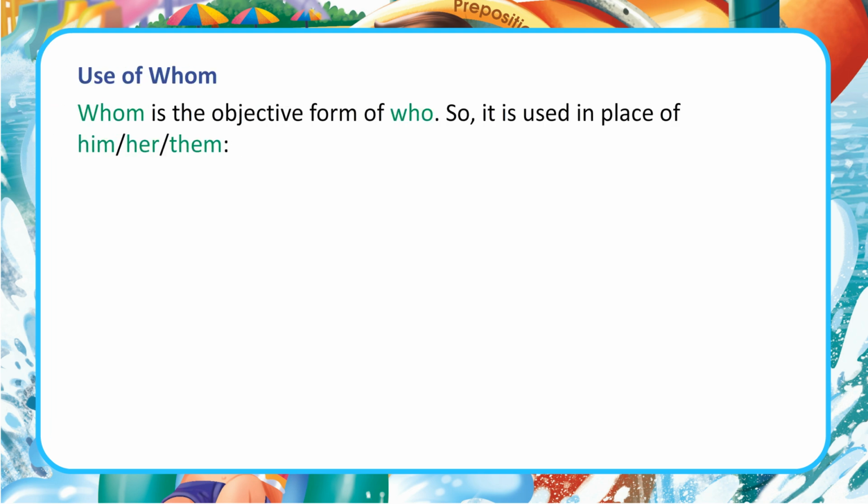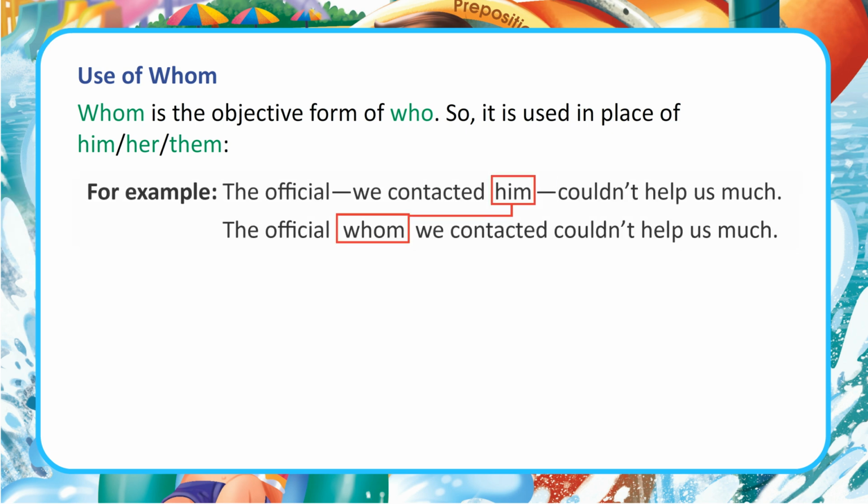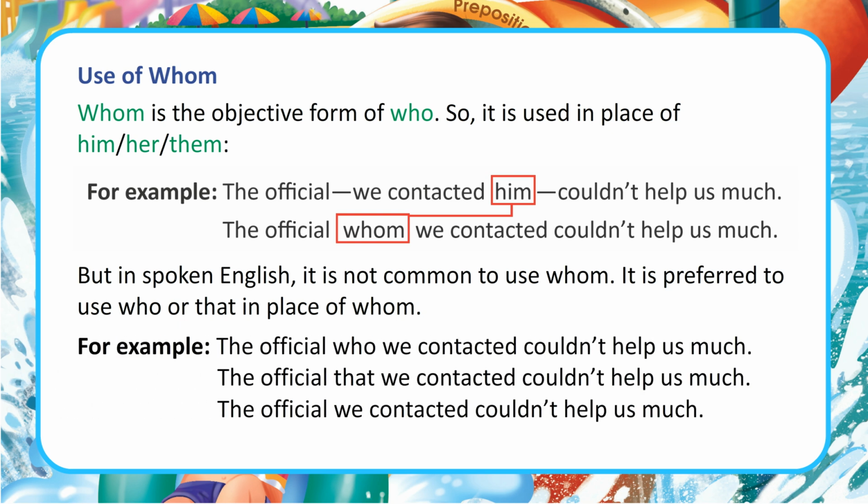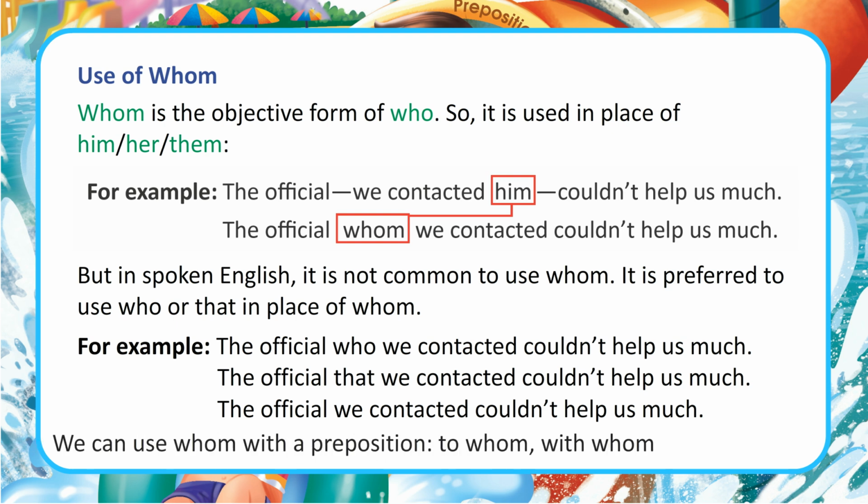Use of whom. Whom is the objective form of who, so it is used in place of him/her/them. For example, the official, we contacted him, couldn't help us much. The official whom we contacted couldn't help us much. But in spoken English, it is not common to use whom. It is preferred to use who or that in place of whom. For example, the official who we contacted couldn't help us much. The official that we contacted couldn't help us much. The official we contacted couldn't help us much.